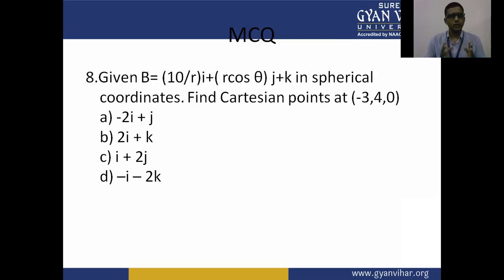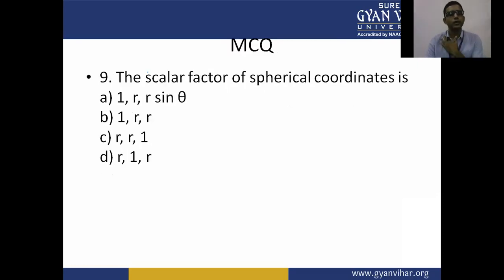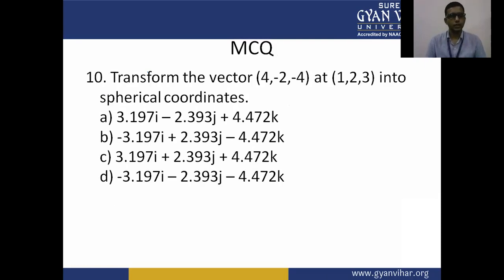Question number 8: given the vector V in spherical coordinates, find the Cartesian point at minus 3, 4, and 0. Question number 9: the scalar factor of the spherical coordinates is, with 4 options given. Question number 10: transform the vector 4, minus 2, minus 4 at 1, 2, 3 into the spherical coordinates.